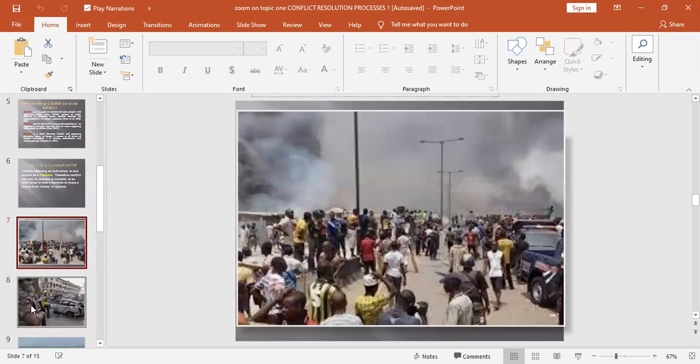So from this picture, this first one is a conflict scene. And you can see what is happening at the background. You see fire burning, a lot of people are outside, things are disorganized. This is a scene for crime to occur. People are harassed in situations like this. They are molested, robbery occurs, innocent people are killed in situations like this.